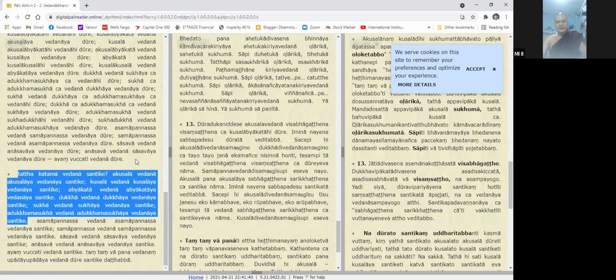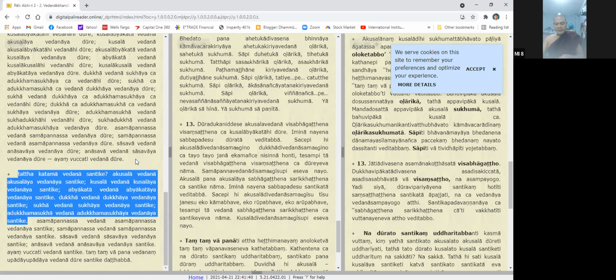Have you ever learned this? Yes, Sayadaw. Okay. So here, sadike is not the plural number. It is not also the locative case. It is a nominative case.